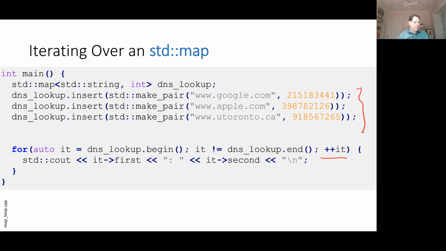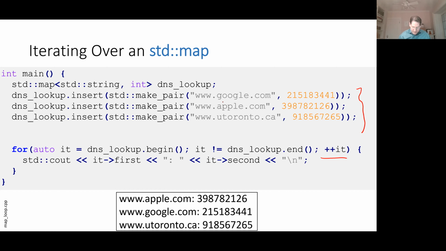And that's right. So it comes out in order or sorted. Those both basically mean the same thing. It'll be sorted by key. Okay, so it's going to come out Apple first, Google second, uToronto third, because that's alphabetical order. So this is different than if we had inserted these things into a list, for example, where they would have come out in the order we put them into the list. A map is a binary search tree, so it's constantly sorting. They're going to come out in sorted order.